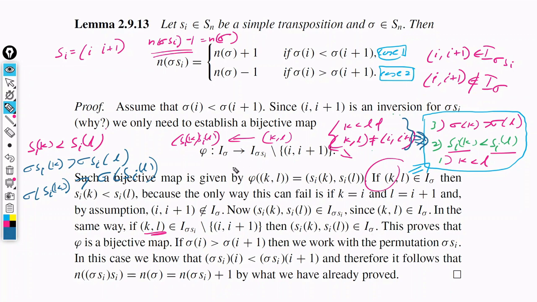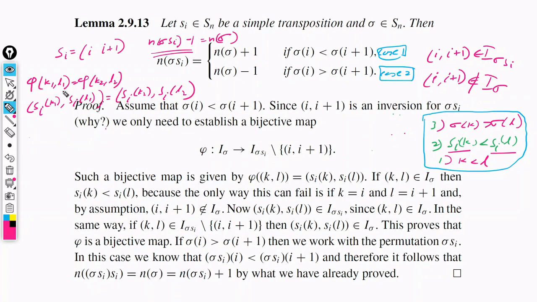Next we have to establish phi is one-to-one. To prove one-to-one, we assume that phi of (k1,l1) is equal to phi of (k2,l2). By definition of phi, this is (s_i of k1, s_i of l1). It's a pair, and this is equal to another pair (s_i of k2, s_i of l2), and they are equal only when s_i of k1 equals s_i of k2. Similarly, s_i of l1 equals s_i of l2, and we know that s_i's are permutations. So permutations are one-to-one. So k1 equals k2. Similarly, l1 equals l2. So ultimately (k1,l1) equals (k2,l2). Therefore phi is one-to-one. So the number of elements in I(sigma) is equal to the number of elements in I(sigma s_i) minus 1. That is n of sigma s_i is equal to n of sigma plus 1.